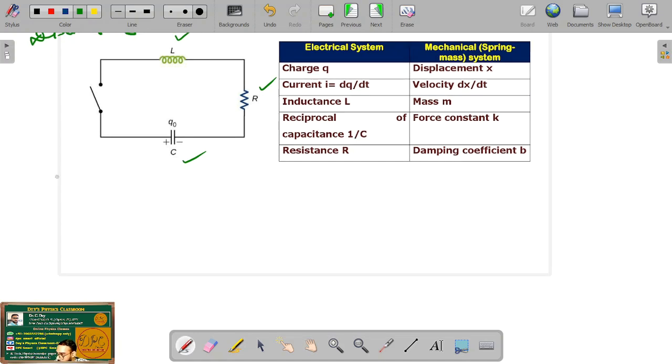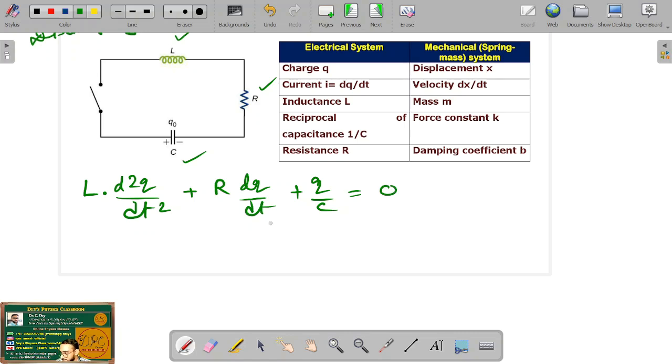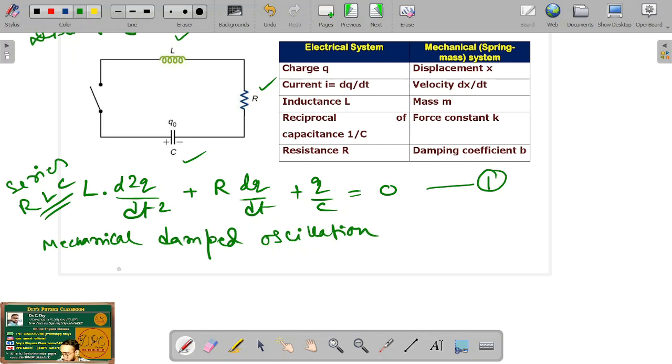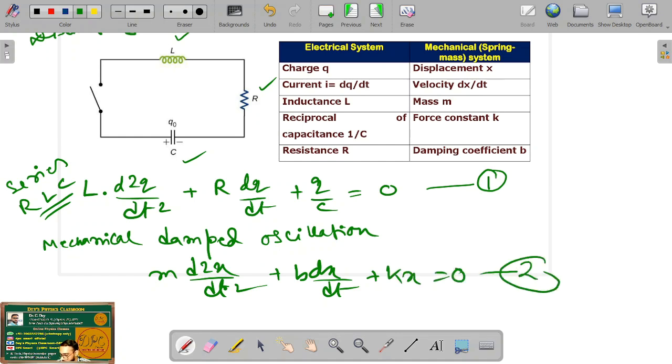removed. For discharging circuit, the differential equation for the series RLC circuit would be L d2q/dt2, that means L di/dt, plus R dq/dt, plus q/C. As it is discharging, the right hand side would be 0. That means this second order differential equation would be homogeneous in nature. So for mechanical damped oscillation, the equation of motion is m d2x/dt2 plus b dx/dt plus kx equals 0. This is equation 2.